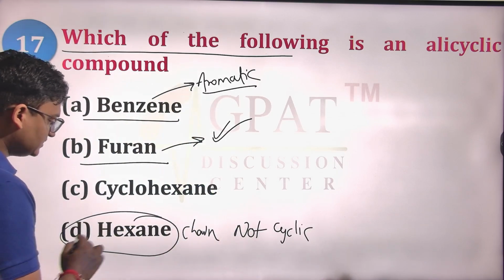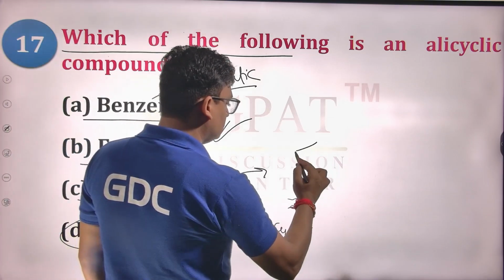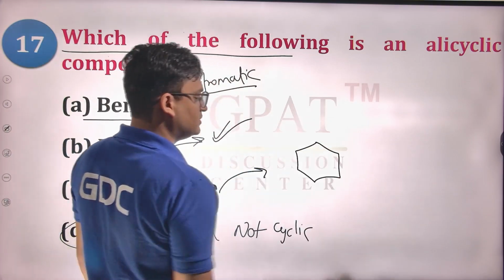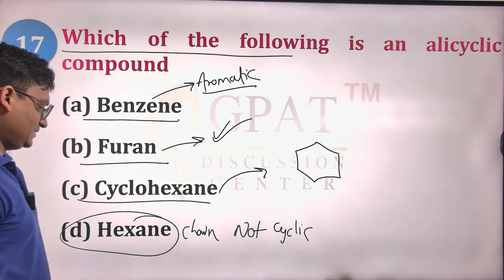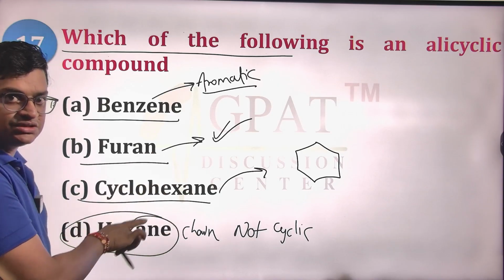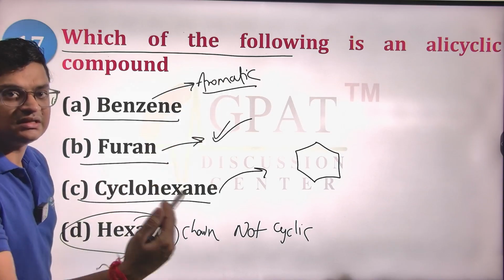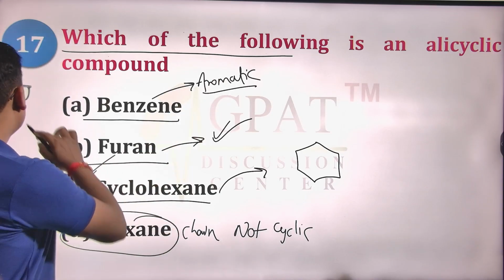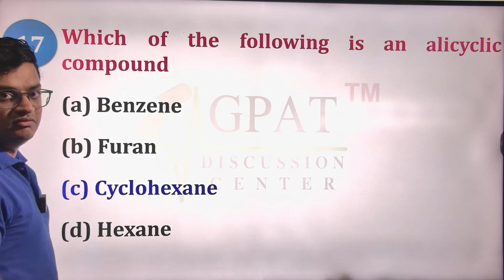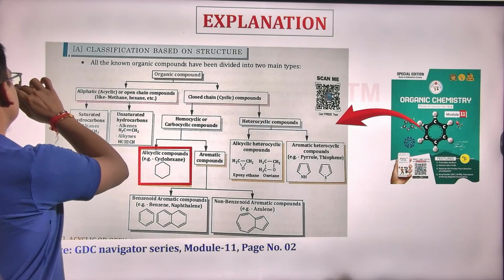Now cyclohexane. Cyclohexane is just this one. So yes, cyclohexane is a cyclic structure and it's alicyclic, like an aliphatic kind of cyclic structure. So yes, C is the right answer. C will be the correct option for this question.